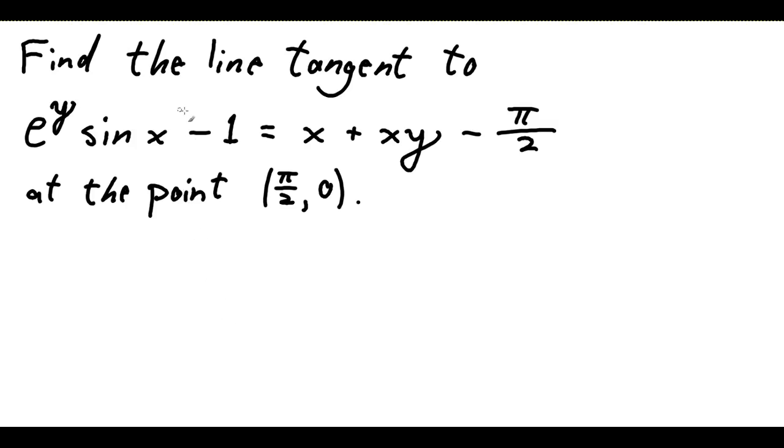Suppose we wish to find the line tangent to the curve described by the equation e^y sin x - 1 = x + xy - pi/2 at the point (pi/2, 0). So we have here an equation giving us an implicit description of a curve.